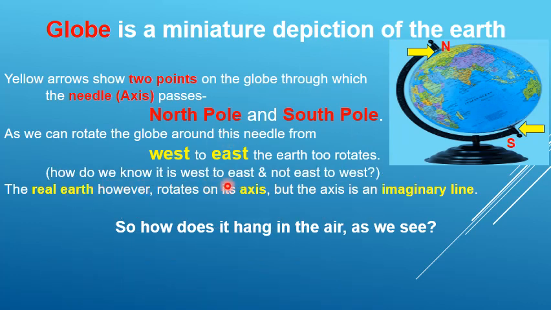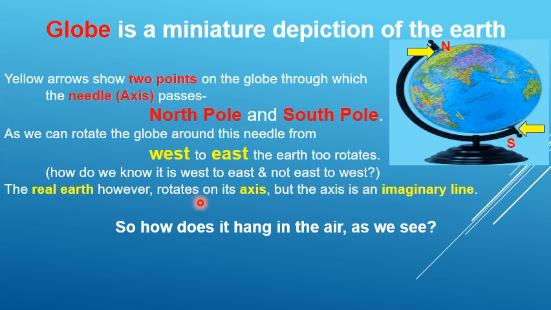How do we know it is west to east and not east to west? We know that the sun is a fixed star. Even then, we see it rising in the east every morning. That is because the Earth is rotating on its axis from west to east.